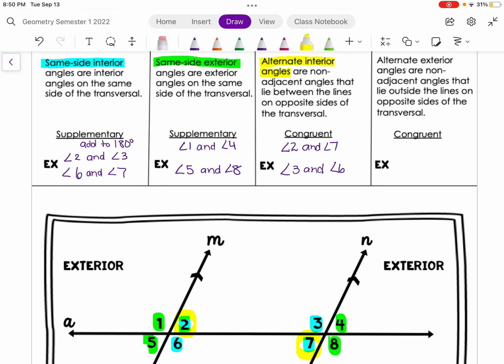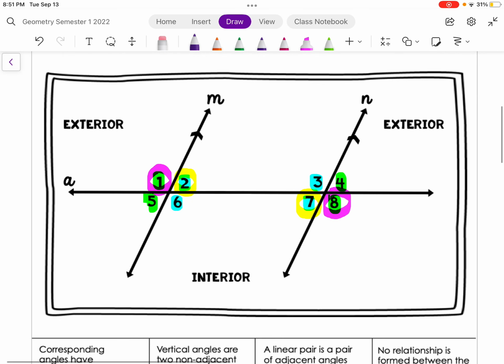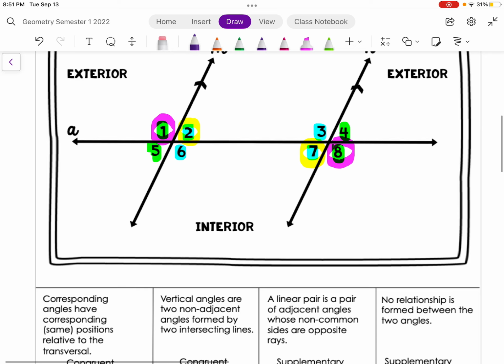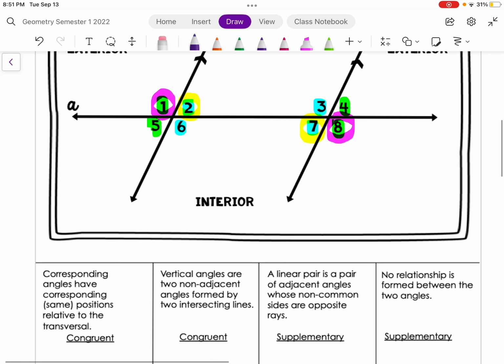All right, the next word, very similar, but not the exact same, alternate exterior angles. So again, one's on the top, one is on the bottom. This time exterior means outside. So angle 1 and angle 8. Another example would be angle 4 and angle 5. All right, halfway through. Remember, just vocabulary today, focusing on practicing what each of those mean.